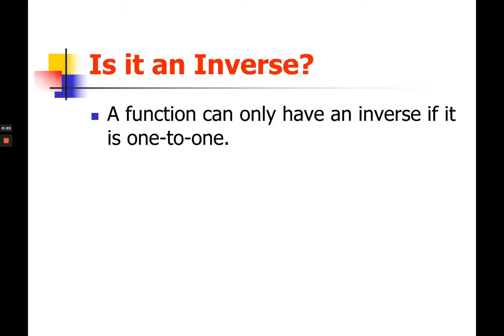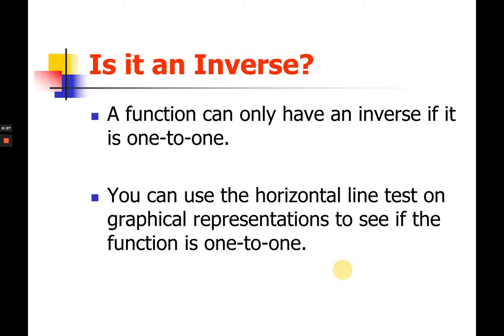First and foremost, a function can only have an inverse if it is one-to-one. You can use the horizontal line test on a graphical representation to see if the function is one-to-one. It should only intersect the graph of the given function once. If it's indeed one-to-one, then an inverse of the given function exists.